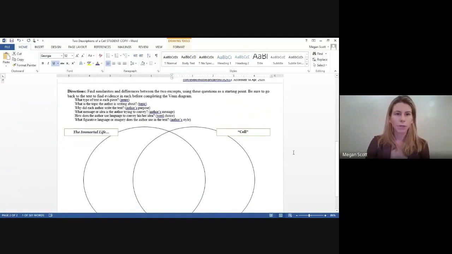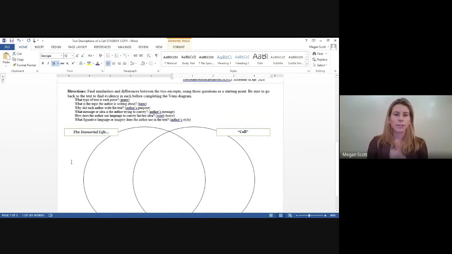For independent work, you are to find similarities and differences between the 2 excerpts or texts. Use these questions as a starting point. Be sure to go back to the text and find evidence in each before completing the Venn diagram. And you can use that evidence in your Venn diagram. So here are the questions that you'll answer, and these answers will fall into the center or similarity section of the Venn diagram, or maybe you'll have an answer for each on the side because it's a difference, and you can note how it's different in each.